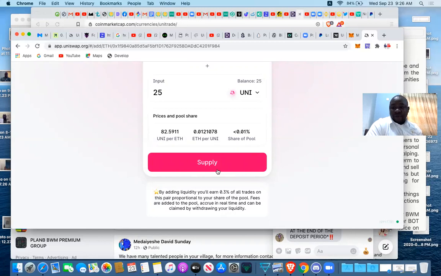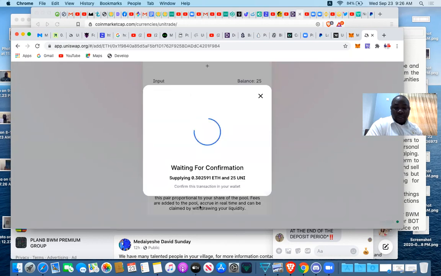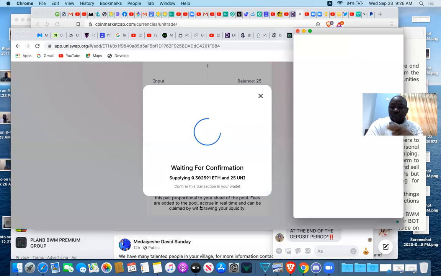I think I've added before, that's why it's not asking me to approve before I go to supply. Mine is going to supply straight away, because I've done some liquidity before. You will receive 1.53398. Just like in a wrap trade, 1 ETH is equal to this many Uni. Then share, so confirm. The output is estimated. If the price changes by more than 0.5%, your transaction will revert. Now it's going to connect with your MetaMask. If you're using Trust Wallet, very simple, connect with your Trust Wallet.